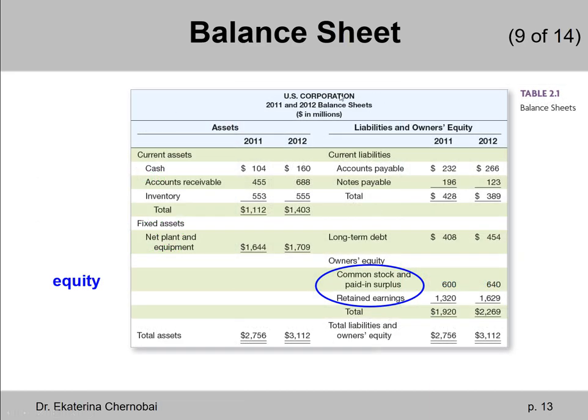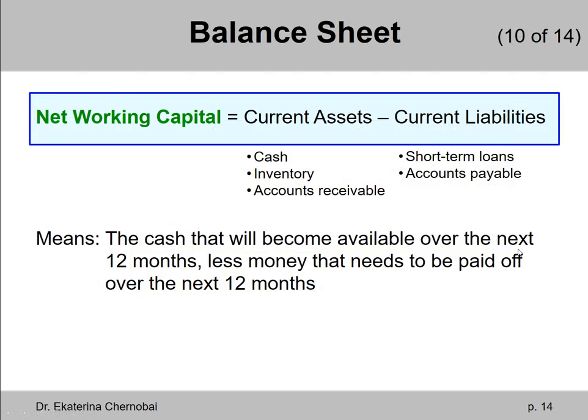And again, our sample balance sheet shows the two components of equity in the bottom right of this balance sheet. What is net working capital? Net working capital is the difference between current assets (cash, inventory, accounts receivable) and current liabilities (short-term loans and accounts payable).